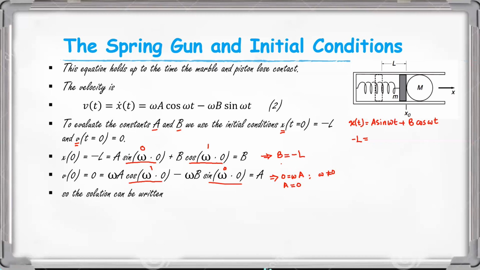So the solution can be written as: A is equal to 0, then this quantity vanishes, and B is equal to minus L. Then the solution is x of t is equal to minus L cos omega t. Then what about velocity? Velocity is equal to minus omega B, with B equal to minus L, so omega L sin omega t. This is the position and this is the velocity. Then it is the complete solution.